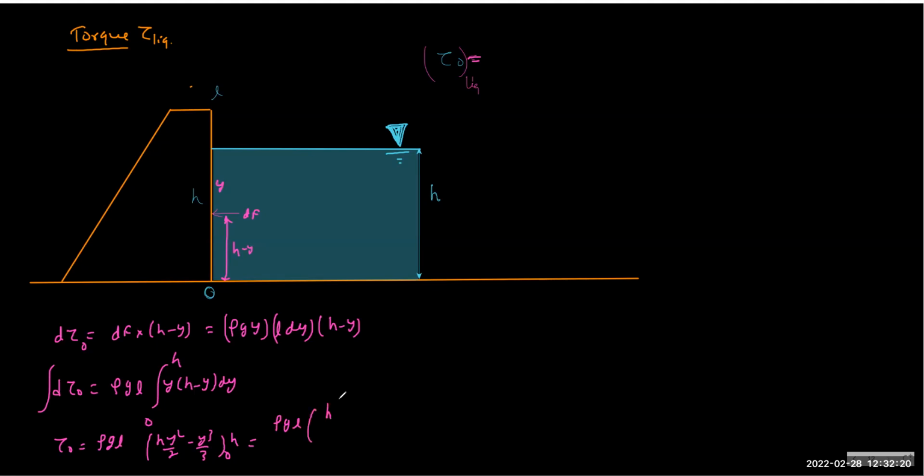This should be h cube by 6, I think. So this turns out to how much? Rho g h cube L by 6. Yeah, this is the torque. So the liquid is creating this much torque about the bottom. If you have any difficulty in understanding this, let me know. It is clear, guys. Yes.